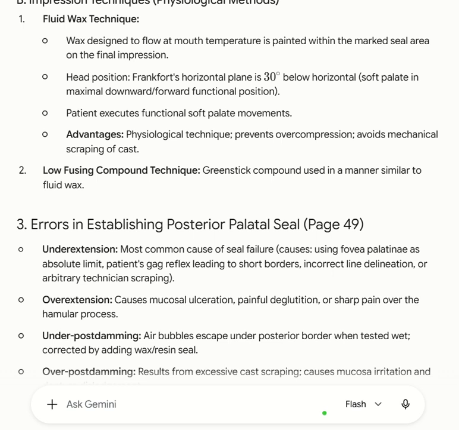Head position: Frankfurt's horizontal plane is 30 degrees below horizontal, with the soft palate in its maximal downward, forward functional position. Patient executes functional soft palate movements. Advantages: physiological technique, prevents overcompression, avoids mechanical scraping of the cast. Low fusing compound technique: green stick compound is used in a manner similar to fluid wax.